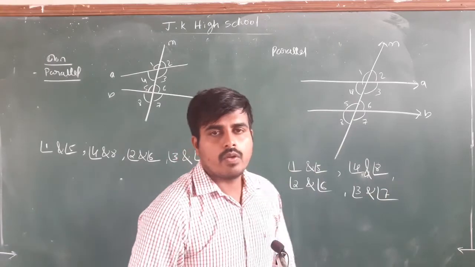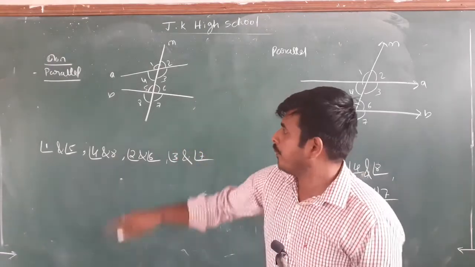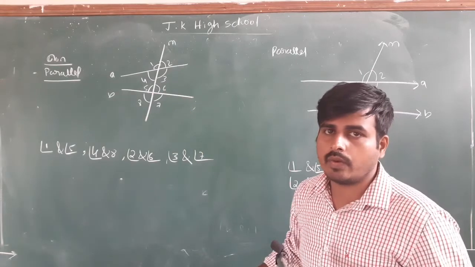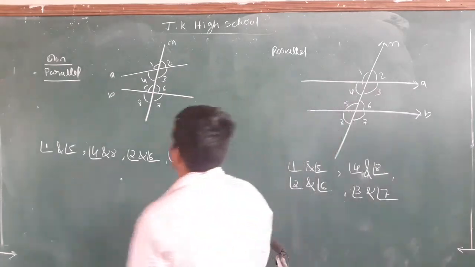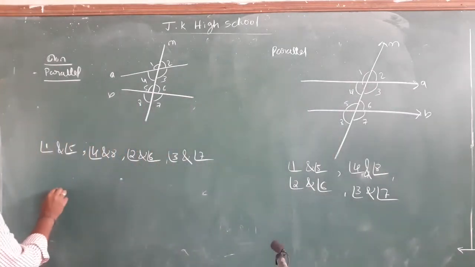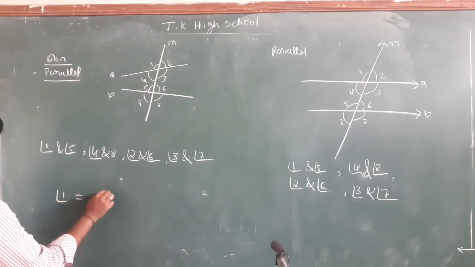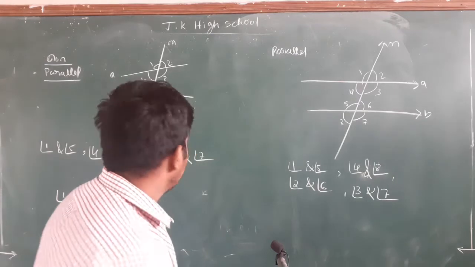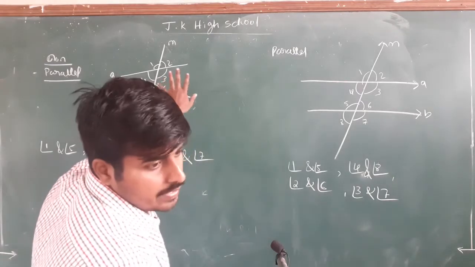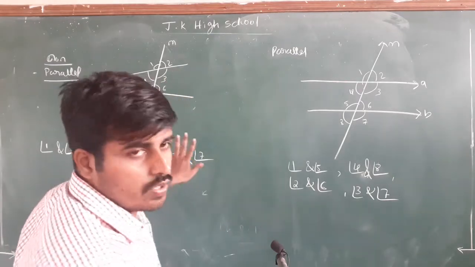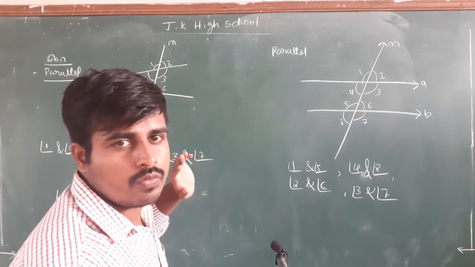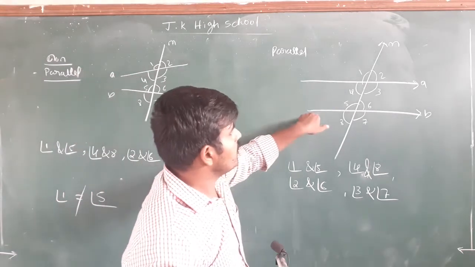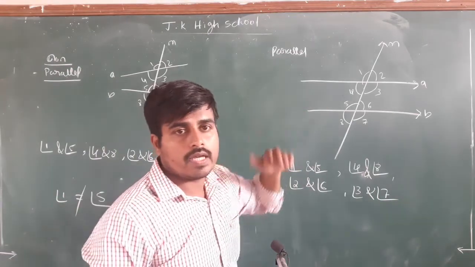So remember, whenever the pair of lines are non-parallel, corresponding angles are not equal. It means you can't write angle 1 equal to angle 5. Angle 1 will not equal 5 unless the pair of lines is parallel, so we can only identify them; there is no advantage. But whenever the pair of lines are parallel, corresponding angles are equal.